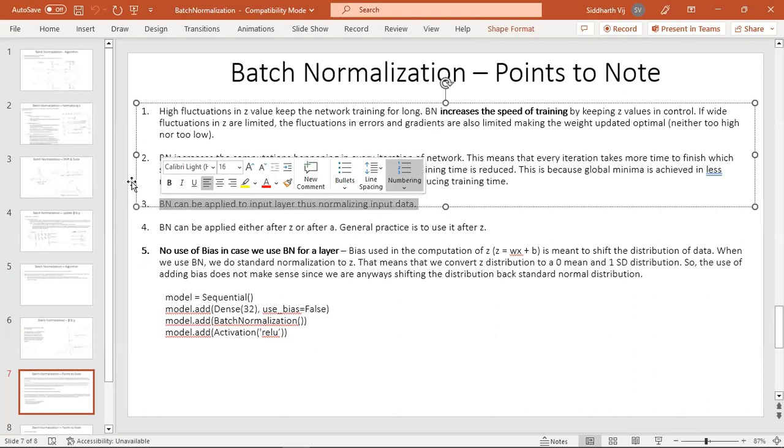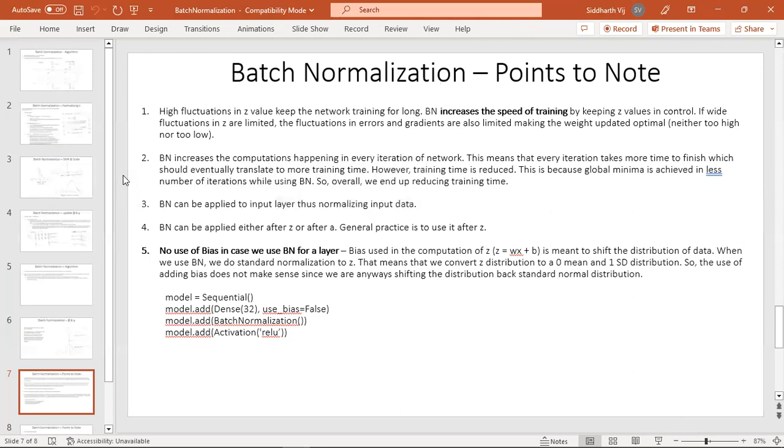So batch normalization, the way it is applied to the hidden layer, same way it can be applied to the input layer. It's just that in the input layer, it will end up normalizing the feature values and not the z values. Another important thing to note is that when you are using batch normalization, you don't need to use the bias flag in the network layer.